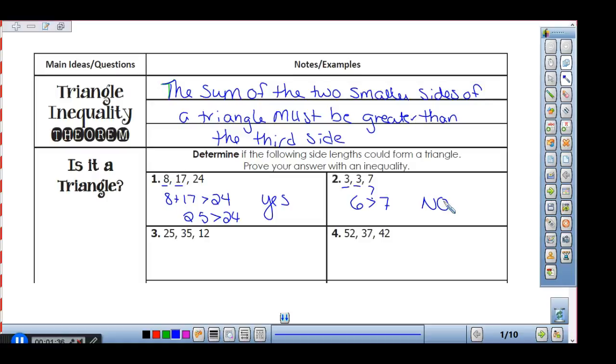My two smaller sides of my triangle are 25 and 12. I add them together, I get 37. Is 37 greater than 35? Yes. It's a triangle. You do need to show me your inequality, but you don't have to show me like 8 plus 17 is greater than 24.